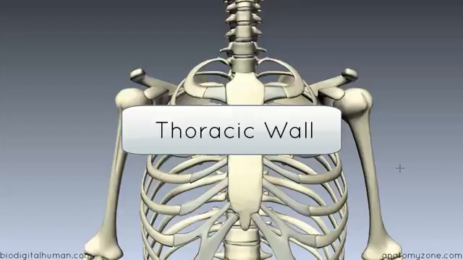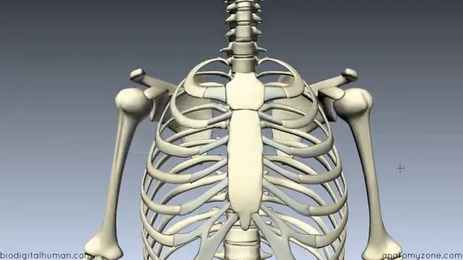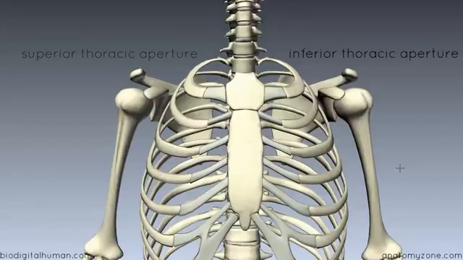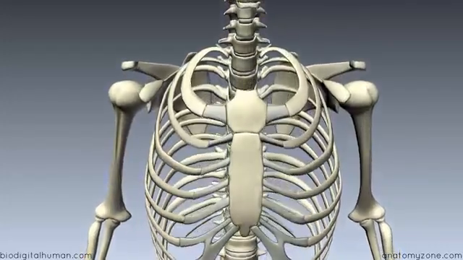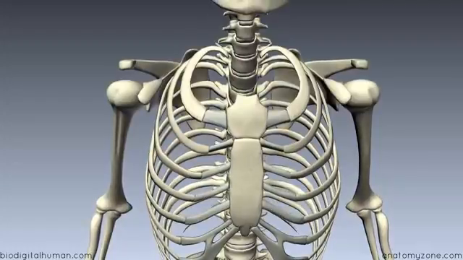Okay, so this is a tutorial on the thoracic wall. So the thorax extends from the superior thoracic aperture to the inferior thoracic aperture, and it's comprised of this bony skeletal framework which protects the cavities and vital structures within it. So we'll just take a look at the opening to the thorax first.